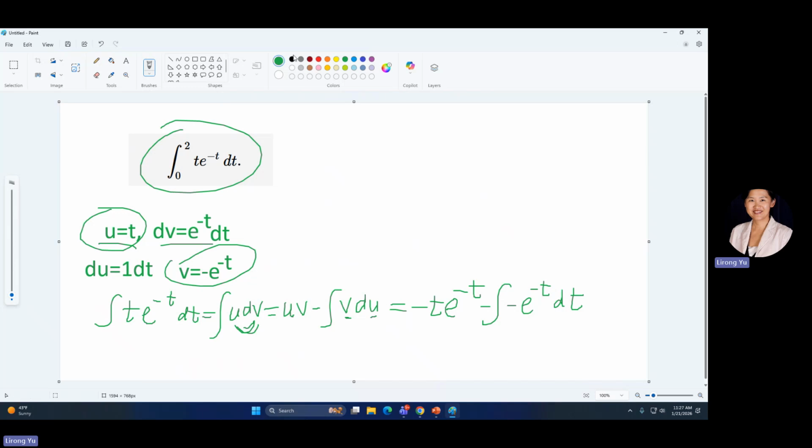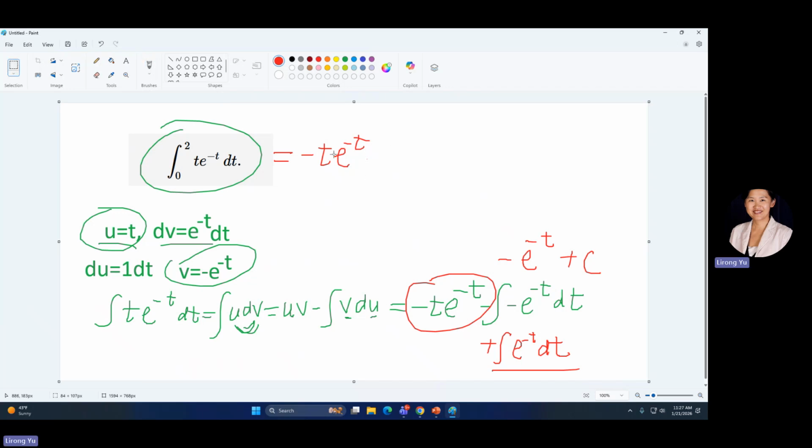So our antiderivative is negative t e to the negative t plus, this is a plus, the integration of e to the negative t dt. The integration of this is going to be negative e to the negative t plus C. After the integration, we still have that negative. So negative e to the negative t. That's the antiderivative part. We then have to calculate the value for the definite integral.